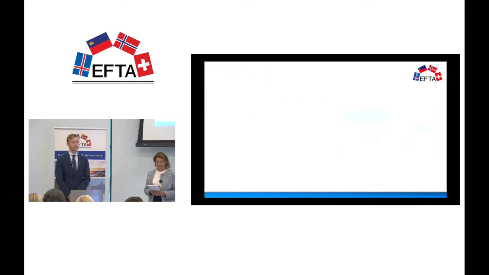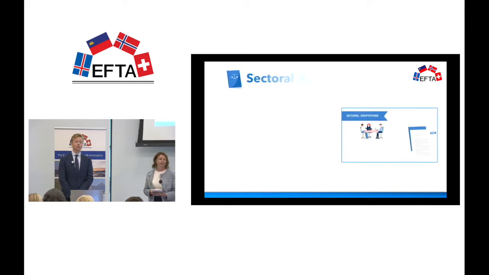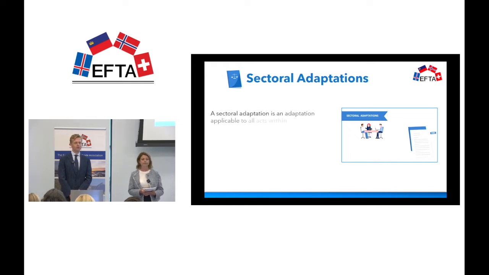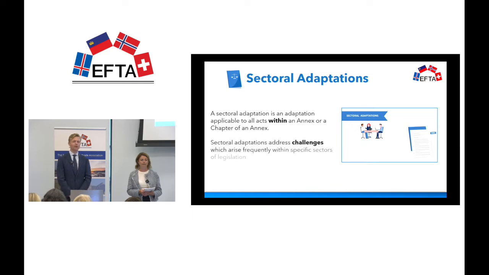Then we move on to the second type of adaptation, and that is sectoral adaptations. These are adaptations which are found in an individual annex or a protocol to the agreement or a chapter of an annex, and they will apply to all the acts within that annex. And they are used to address certain challenges which arise frequently within a specific sector of legislation rather than across the board for the entire EEA agreement.